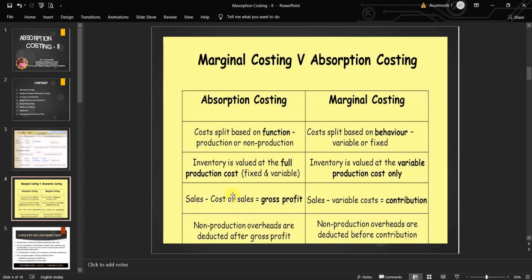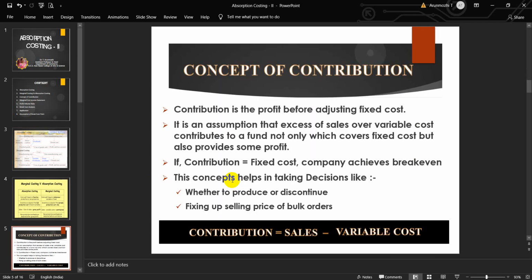Now the differences between marginal costing and absorption costing. Here, cost is split based on function, that is, production or non-production. In marginal costing, it is based on behavior, either variable or fixed. In absorption costing, the inventory is valued at the full production cost, but in marginal costing, it is valued at the variable production cost only.